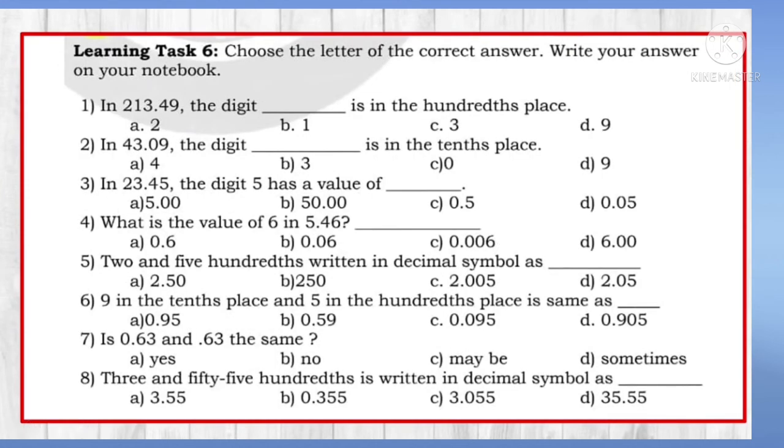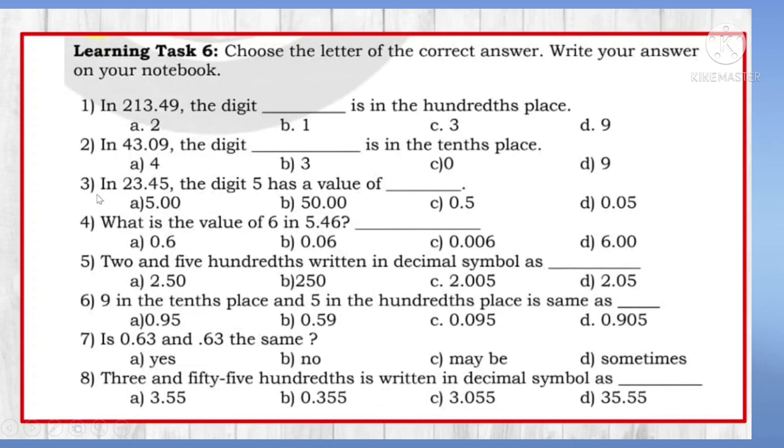Then next, Learning Task 6. Choose the letter of the correct answer. Write your answer on your notebook. Number 1: In 213.49, the digit blank is in the hundreds place. So, alin dyan yung nasa hundreds place? Pipiliin nyo lamang po ang sagot. Hundreds, walang TH. Okay? Then number 2. In 43.09, the digit blank is in the tenths place. Ano naman daw po yung nasa tenths place?